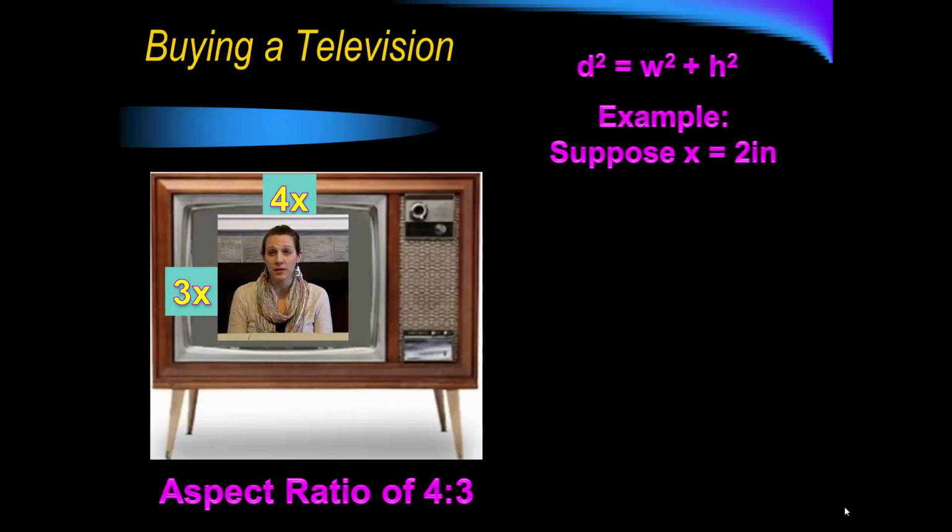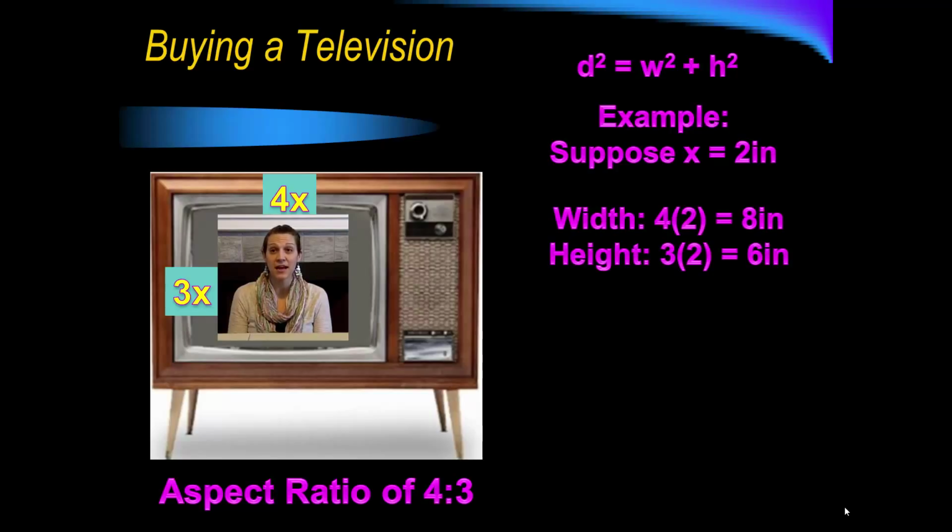What would that make the width? Well, 4 times 2 inches would be 8 inches. What would that make the height? 3 times 2 inches would be 6 inches. So here we have our width and our height of this TV. Now that we have them, we could plug this into our formula at the top to figure out how long that diagonal is.